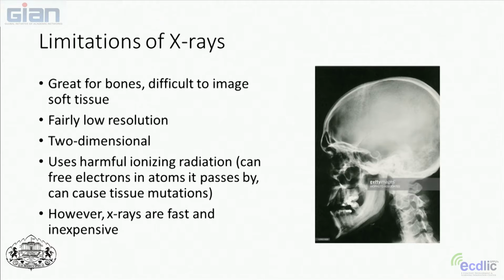A negative side effect of X-rays is that they use harmful ionizing radiation. So ionizing radiation means that it can free electrons of the atoms as it passes by. So these gamma rays are coming through, and they are knocking the electrons off atoms as they go through, and this can damage the tissue and lead to tissue mutations. So as you know, you don't want to be exposed to too much radiation. They say too much of it can lead to cancer.